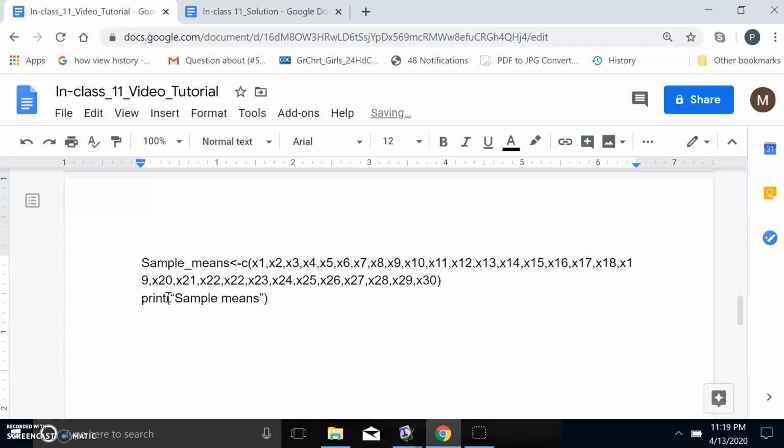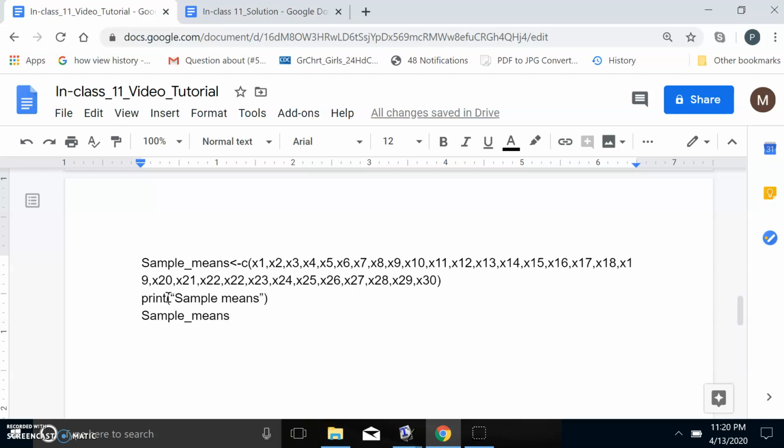So when I look at the R output, I'll be able to identify the sample means. Then right below here, I'm going to write sample means. Okay, so I'll do the sample means. And now let's move on to the z-scores.